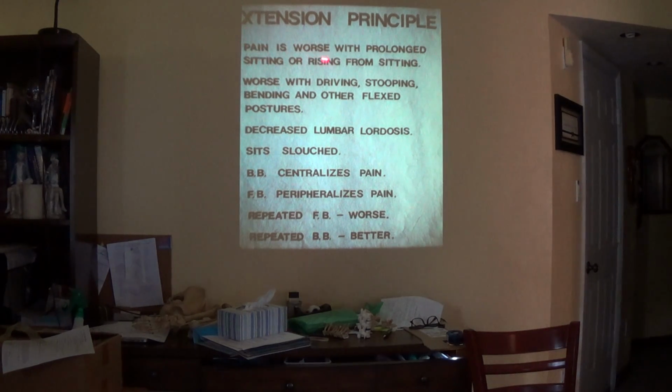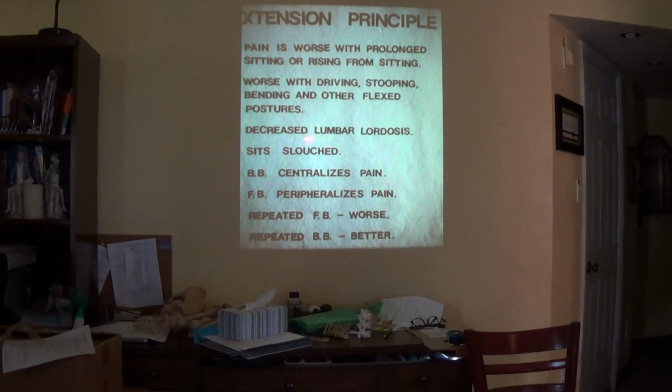The extension principle, pain is worse with prolonged sitting or rising from sitting. That's your main thing right there. It's worse with driving, stooping, bending, other flex postures. A lot of people will tell you that they have relief from sitting, but then they tell you, but if I sit very long, it gets worse. And you say, well, how do you do driving the car? And they say, well, I can't drive very far because it's worse, and that's a sitting posture. So for the most part, these two things will be positive in terms of classifying a patient into an extension principle. Generally speaking, these people have flatter backs, and they usually have a decreased lordosis, but not always.